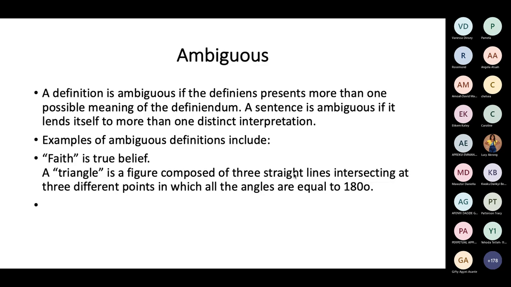Examples: faith is true belief. Now the question is whether we can have a belief that is true. Beliefs are not supposed to be confirmed as true. And then you have a triangle: a figure composed of three straight lines intersecting at three different points in which all the angles are equal to 180.